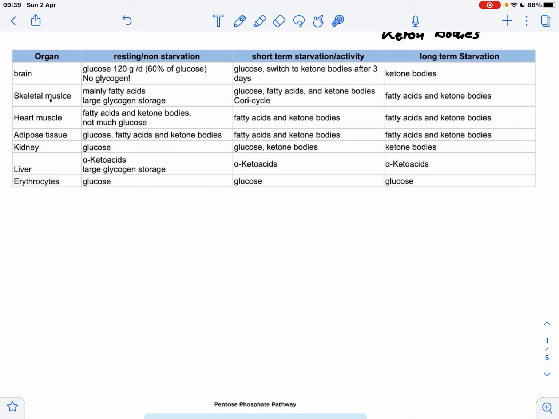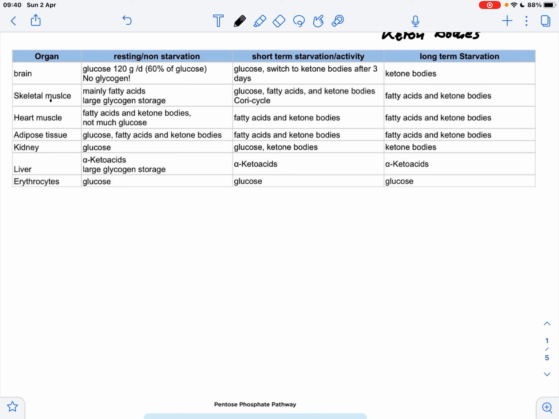Glucose, however, still remains the only fuel source for erythrocytes, because erythrocytes don't have mitochondria, and can't do anything with acetyl-CoA. And that gets even worse when we are looking at long-term starvation, so a week or so. Basically everybody switches to ketone bodies or ketoacids, but erythrocytes, since they don't have mitochondria, depend absolutely 100% on the presence of glucose. So where does this glucose actually come from?